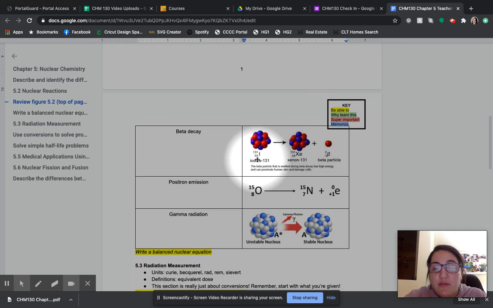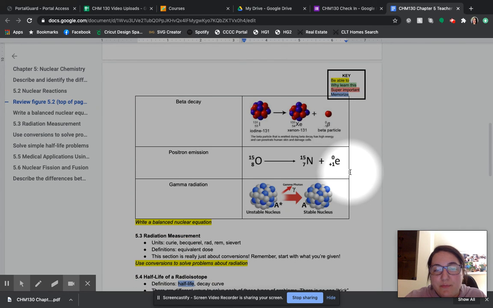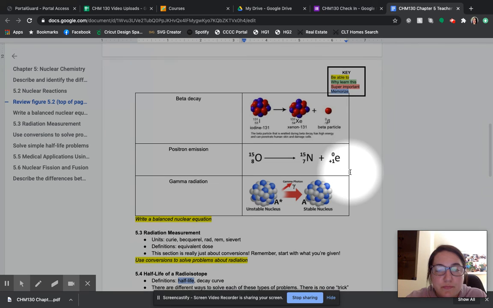All right, and if you remember from last chapter down here, if you see an element written out, dash a number, that is the mass number. That's important to remember. Again, that's from chapter 4. And you'll keep seeing that over and over again. Okay, that's beta decay. It's like a really fast-moving electron.